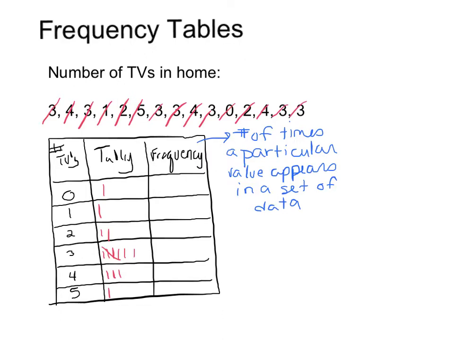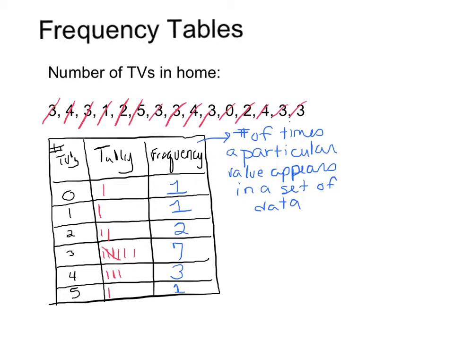Okay, so if I look at my data, I have one occurrence of 0, one occurrence of 1 TV in a home, 2 occurrences of 2, 7 occurrences of 3, 3 occurrences of 4 TVs, and 1 occurrence of 5 TVs. So this gives me my frequency.